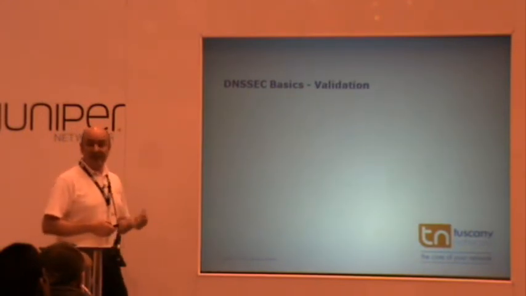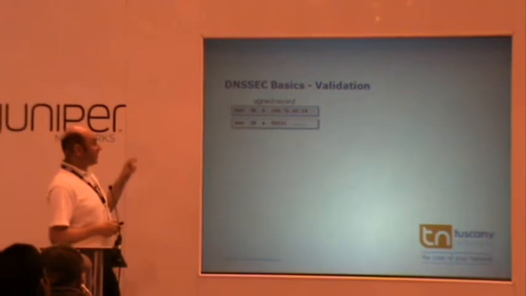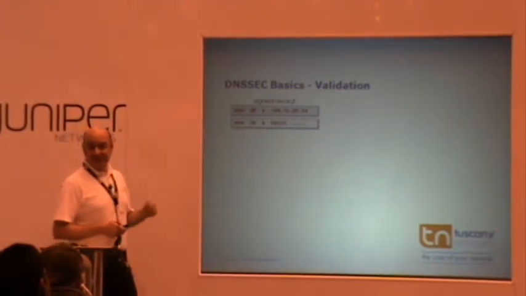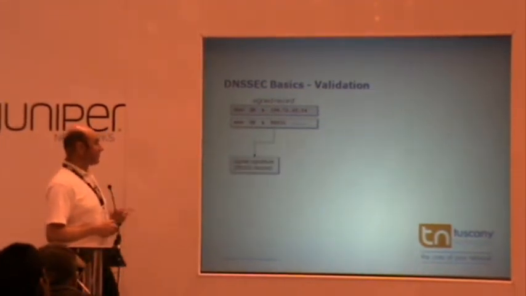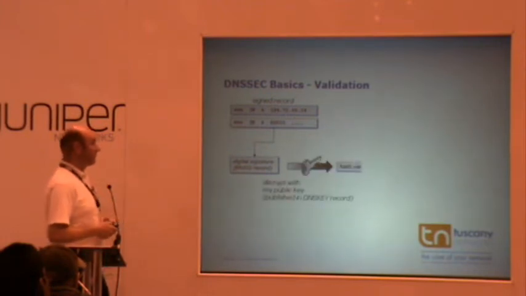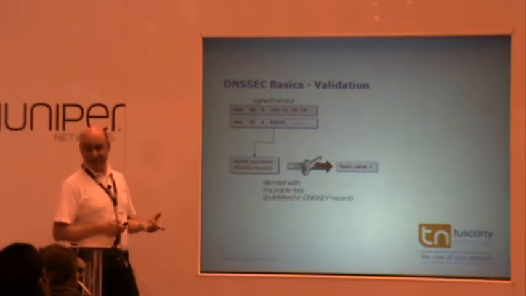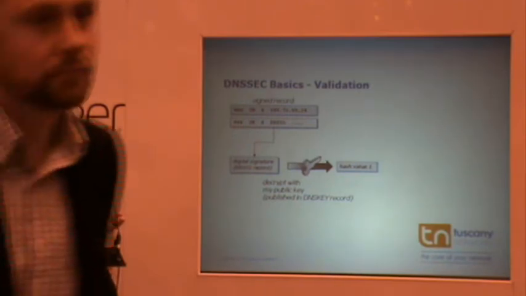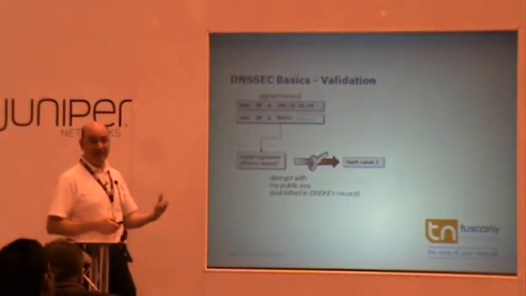Now the second part of this is the validation. So we take our DNS record and our RRSig record, we strip off the signature, and then we decrypt it with the public key, and the public key is published in the DNS zone, and that results in a hash value.